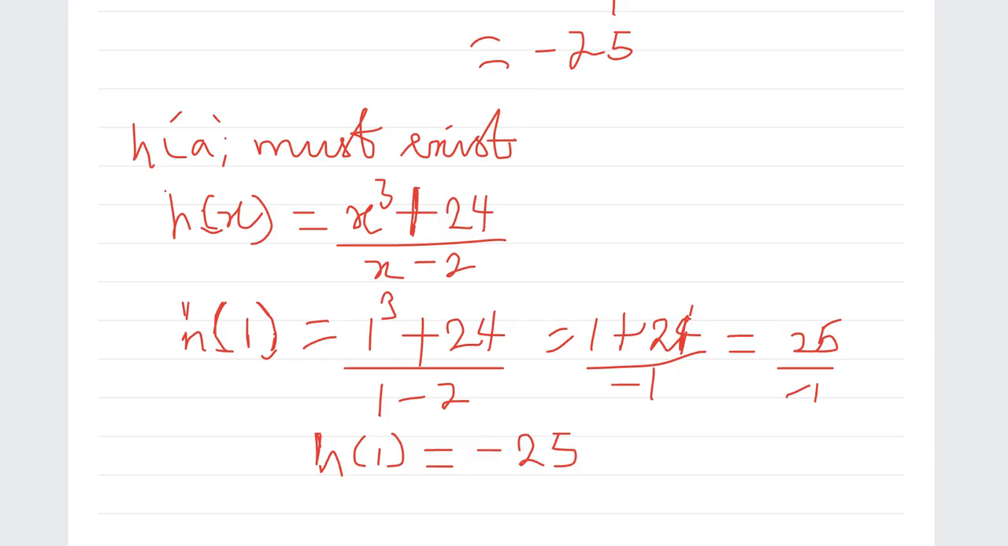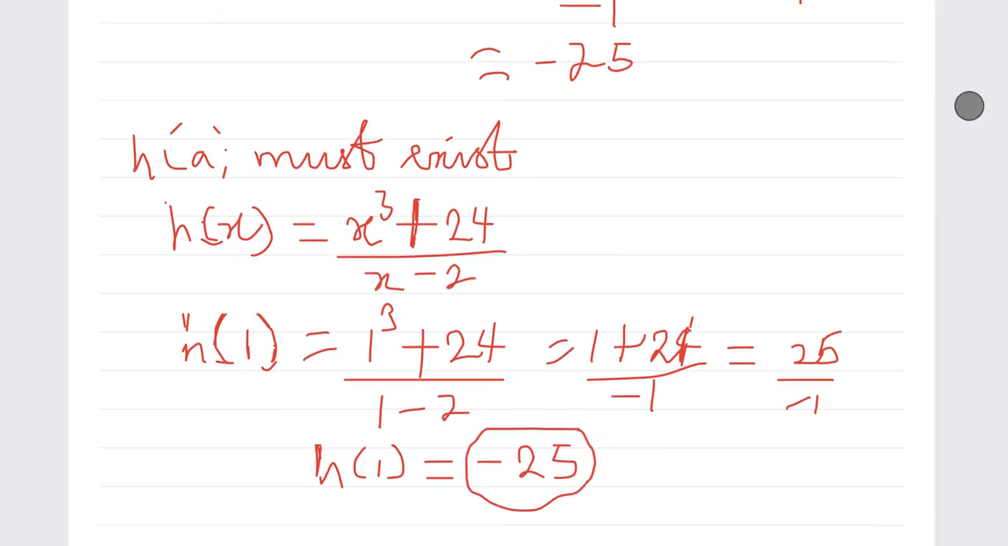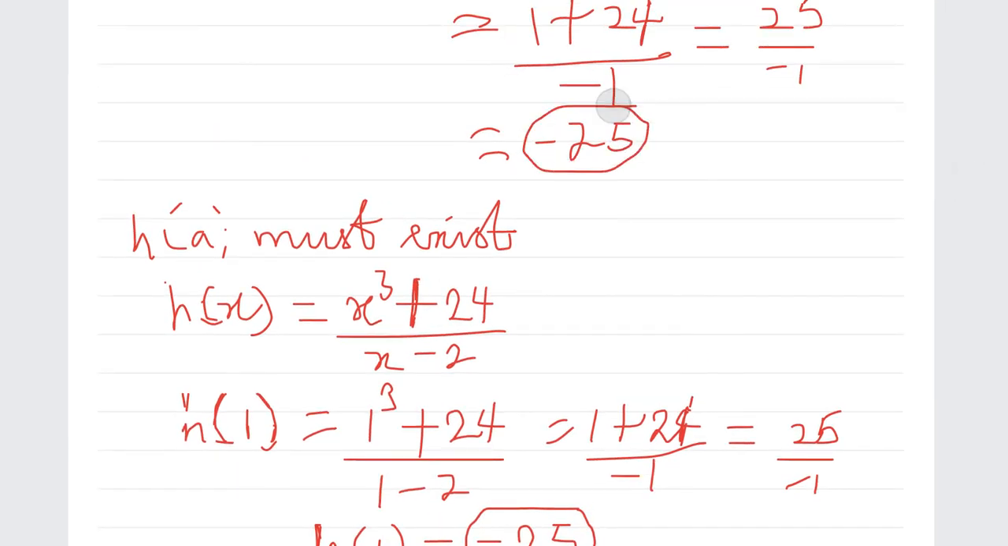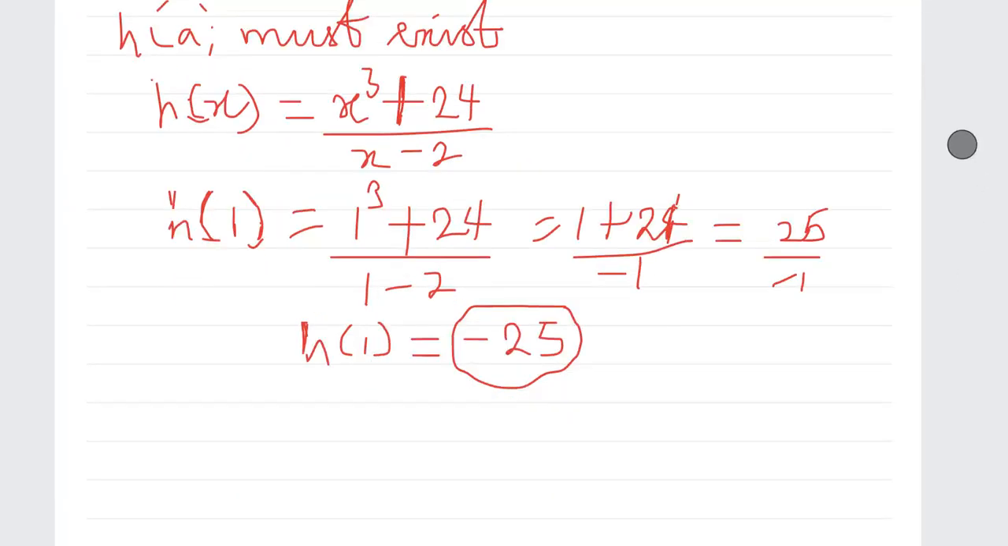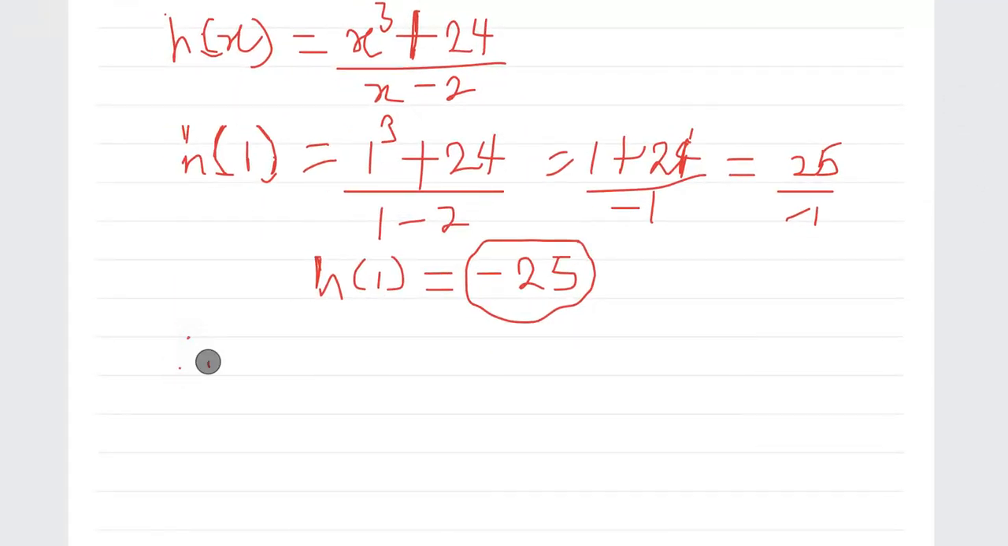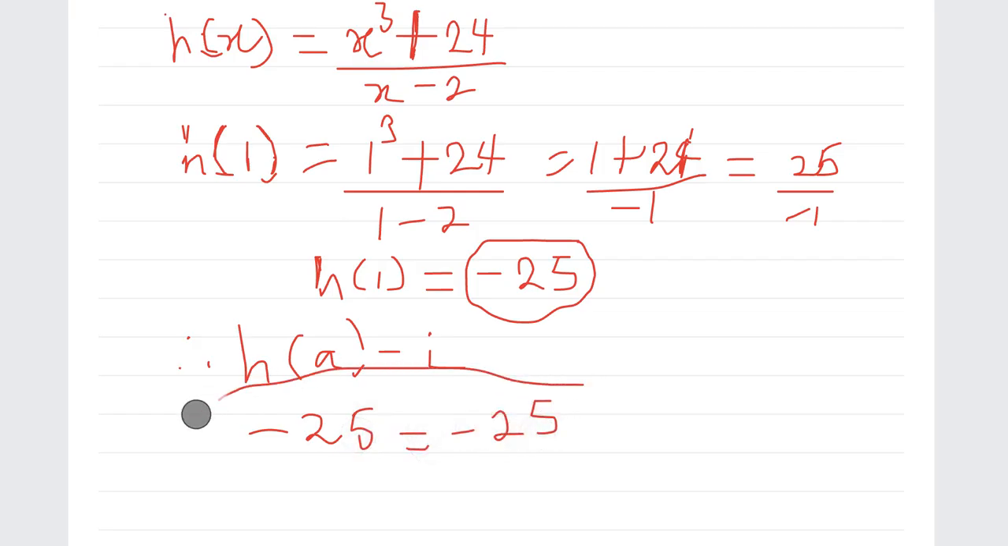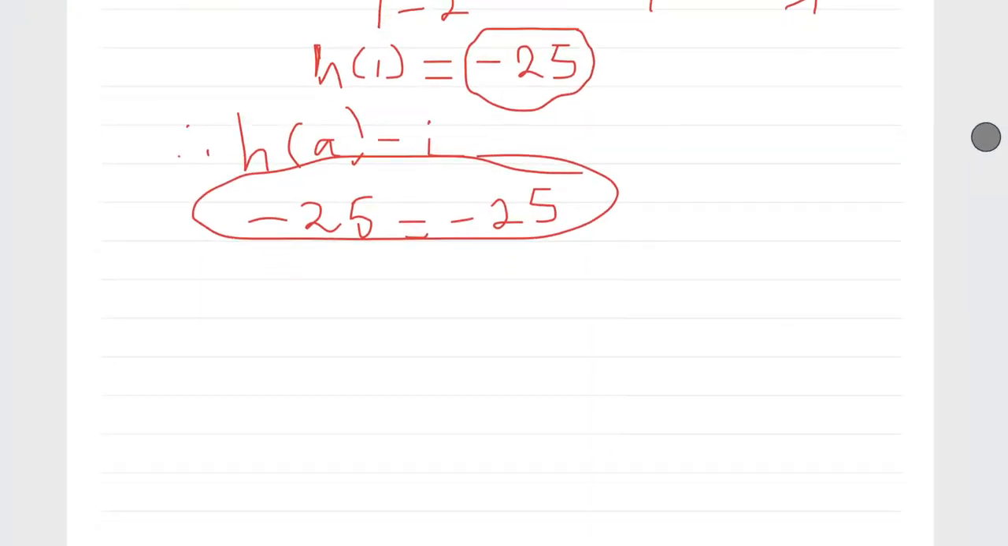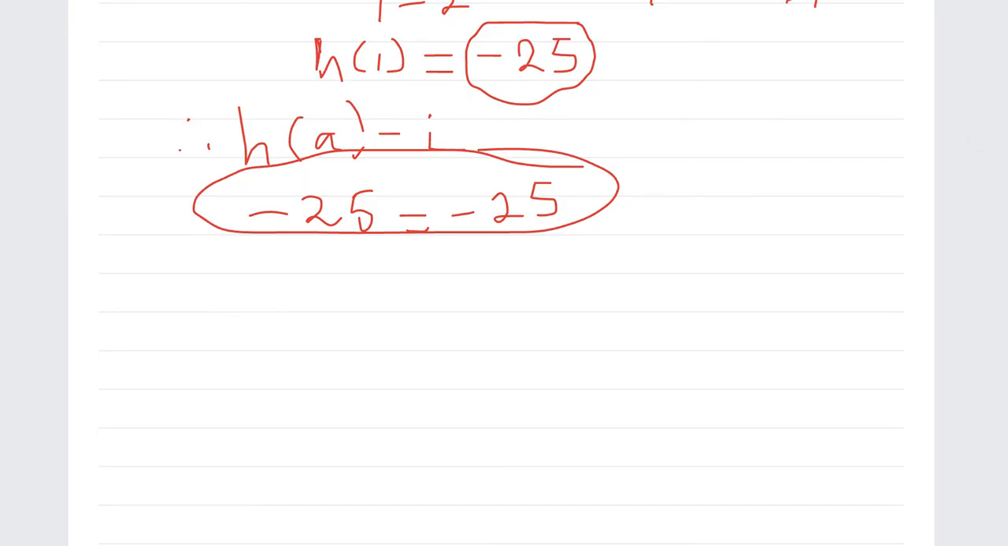You can see clearly that our h of a is minus 25, and our L, the answer for the limit we also got, is also minus 25. So you can see from here that h of a is equal to L, that is minus 25 is equal to minus 25. So that means this function is continuous at x equals 1. So you see that the function is continuous at x equals 1.